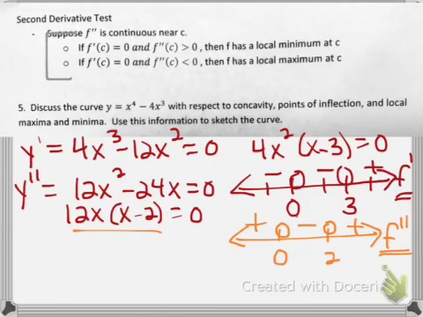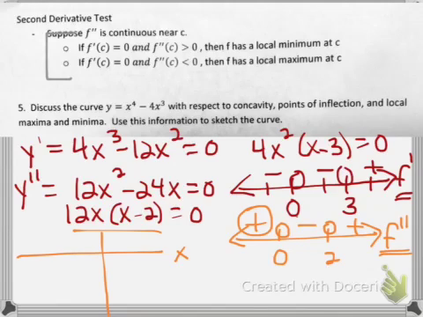So what's that telling me? That's saying from negative infinity to 0, the original is concave up because this is positive. Between 0 and 2, it's concave down. And from 2 to infinity, it's concave up again. Okay? I'm going to squish the graph in here, just so I can link it all without changing slides, okay?